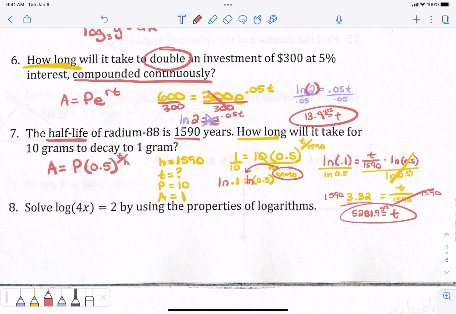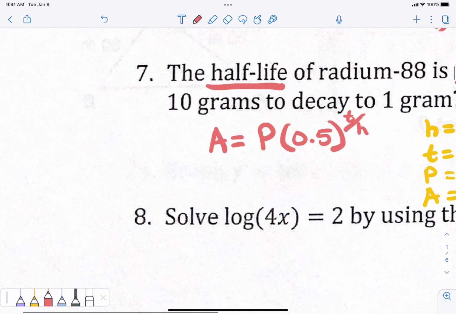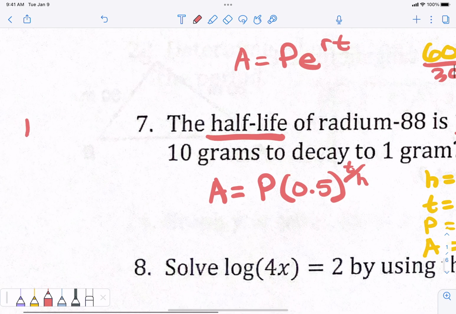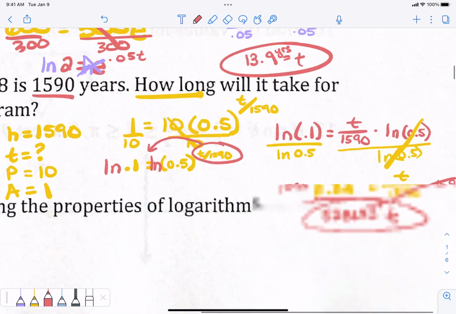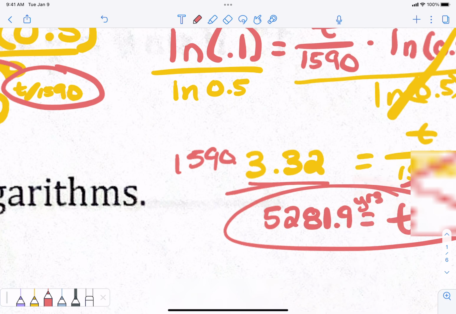So it's split in half for a while, like 10 grams to decay to 1 gram. If you're just thinking logically about this, 10 grams split in half becomes 5. Split in half becomes 2.5. Split in half becomes 1.25. It is split in half at least 3 times, right? 3.32 times is how many times it is split in half to go from 10 to 1.